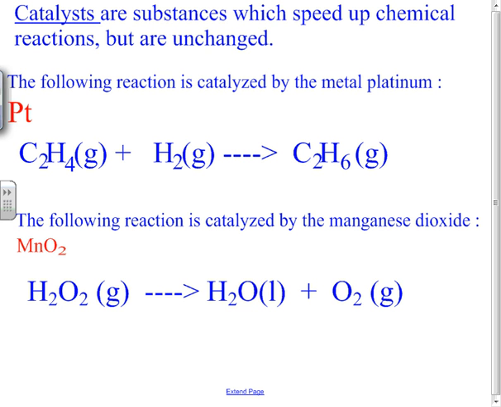For example, if this reaction is catalyzed by platinum, then platinum is not a reactant, so we don't put it on the reactant side. It is not a product, so we don't put it on the product side. We put it above the yield sign or the arrow to indicate that it is something that is necessary for the reaction to occur. It speeds it up, but it is neither a reactant nor a product. Same thing for the second one. If manganese dioxide is a catalyst for this particular reaction, then we put it above the yield sign to indicate that that is a catalyst for that particular reaction.